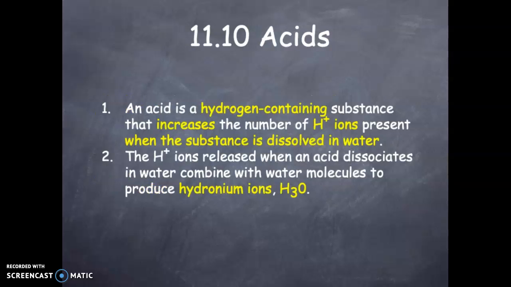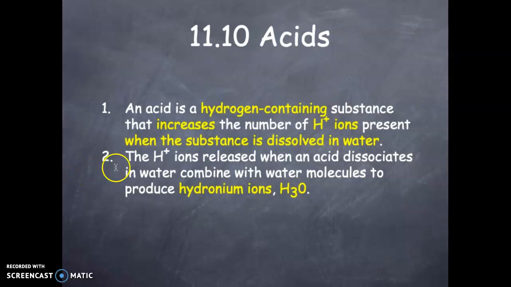Acids now. So we're going to talk about acids, bases, and salts. An acid is a hydrogen-containing substance that increases the number of hydrogen ions, H plus ions, present when the substance is dissolved in water. So you must have the substance in water for it to be an acid, okay?